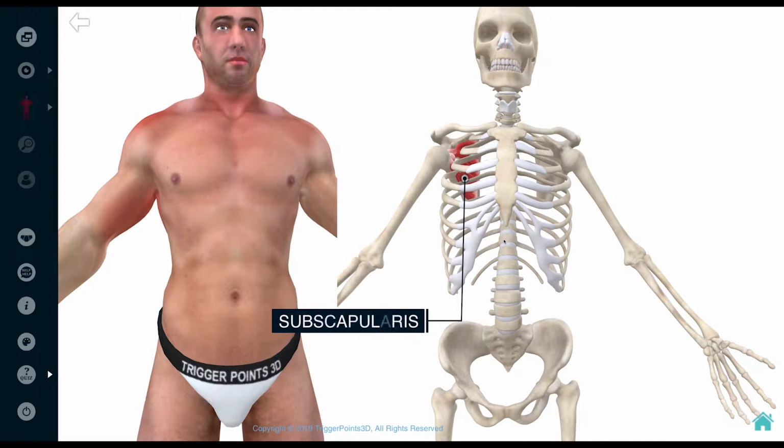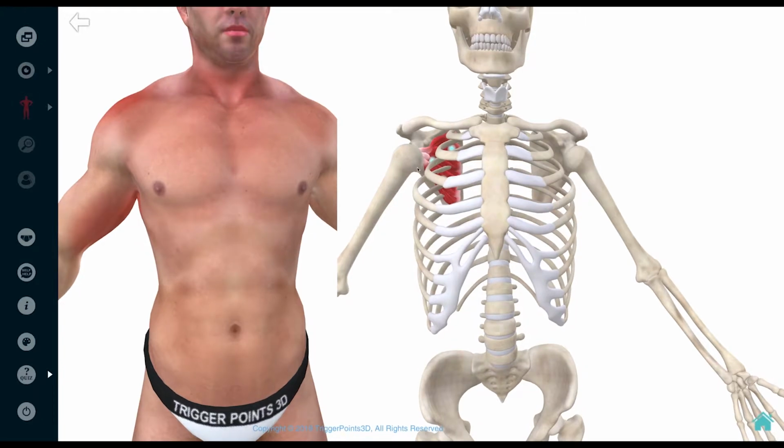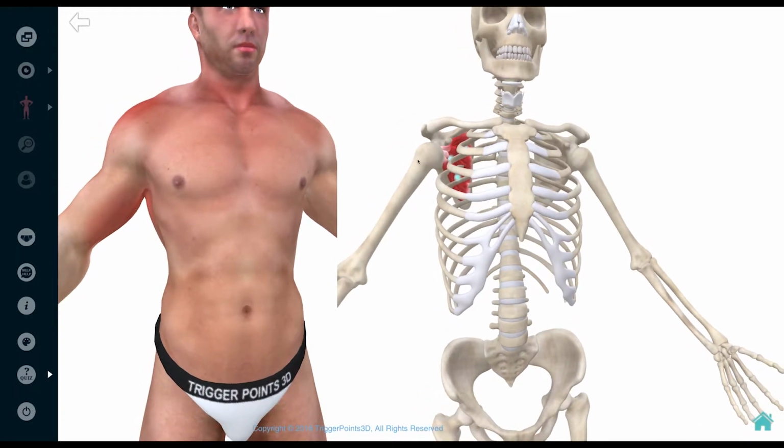It's one of the four rotator cuff muscles along with supraspinatus, infraspinatus and teres minor. And it's an internal rotator of the humerus. Also, of course, the cuff itself helps to maintain the stability of the humeral head, pulling it inwards, backwards and downwards. Origin from the subscapular fossa and inserts into the lesser tuberosity of the humerus.